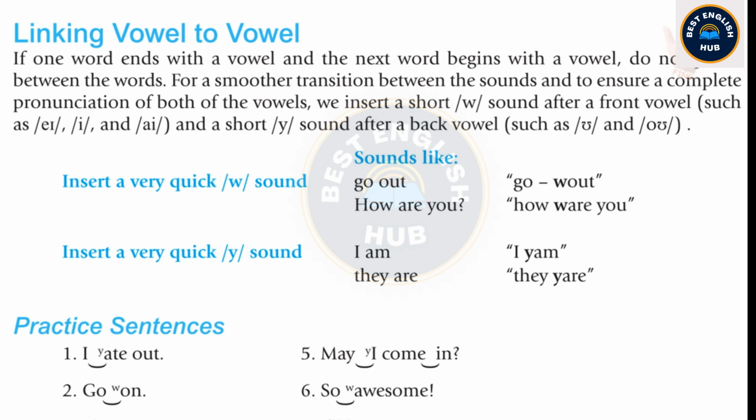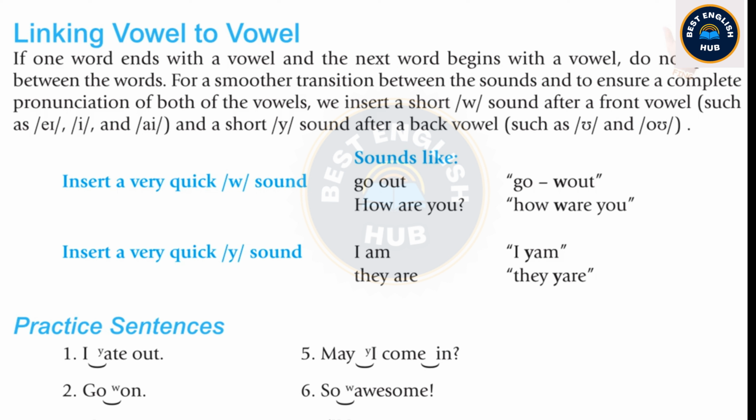Linking vowel to vowel. If one word ends with a vowel and the next word begins with a vowel, do not pause between the words. For a smoother transition between the sounds, and to ensure complete pronunciation of both of the vowels, we insert a short w sound after a front vowel such as a, e, and i, and a short y sound after a back vowel such as u and o. For example, when we say go out, we insert a little w sound and it sounds like go-w-out.